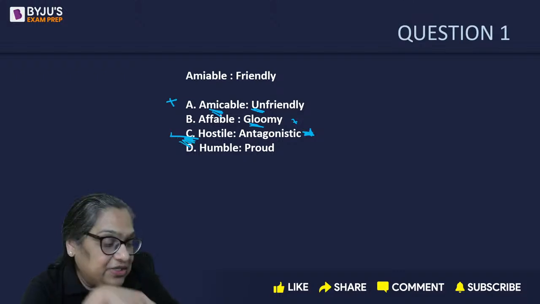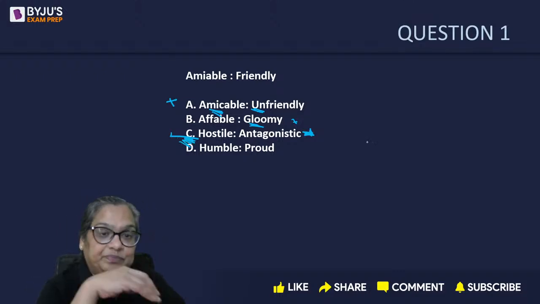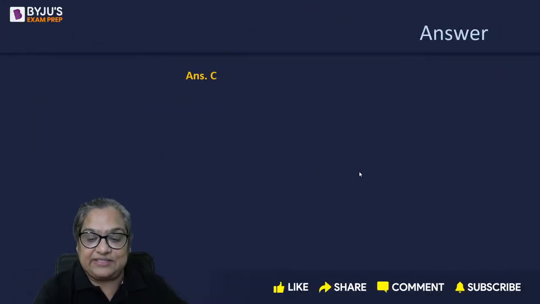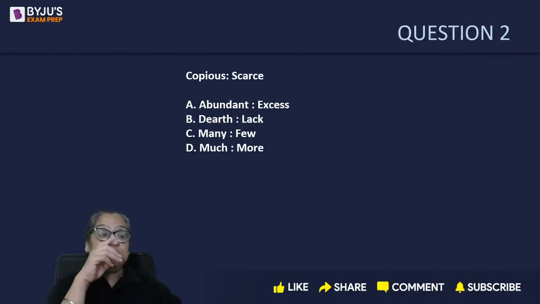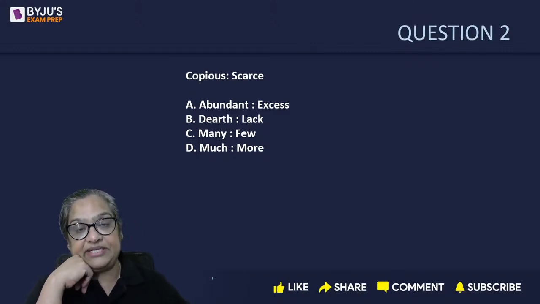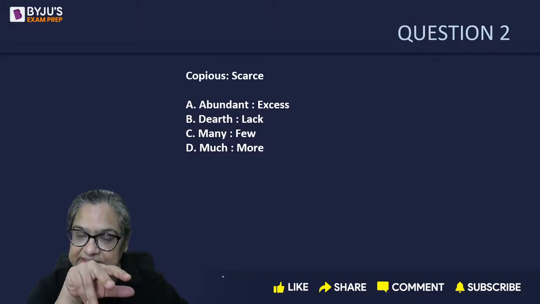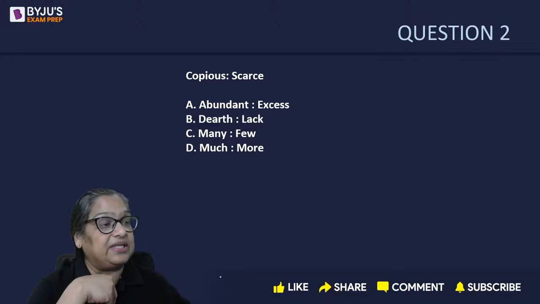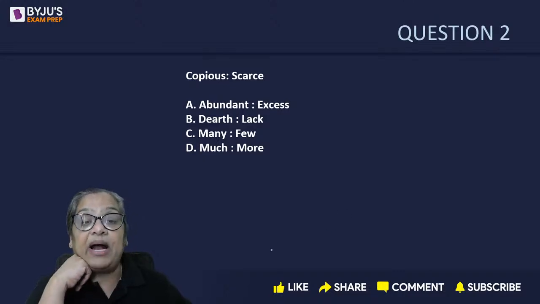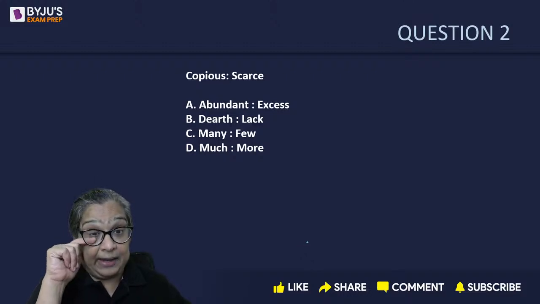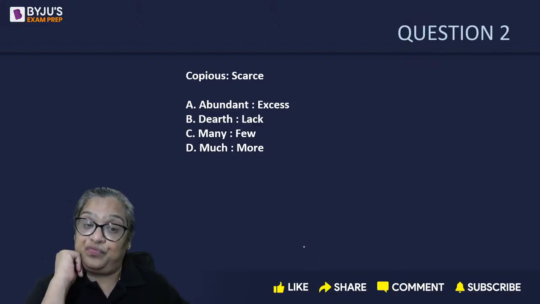So the correct answer would be C. Okay. All right. Next. Copious is to scarce. What does copious mean? What does scarce mean? Are they similar words with similar meanings? Are they different? Are they related in degree? Abundant is to excess. Dearth is to lack. Many is to few. Or much is to more.